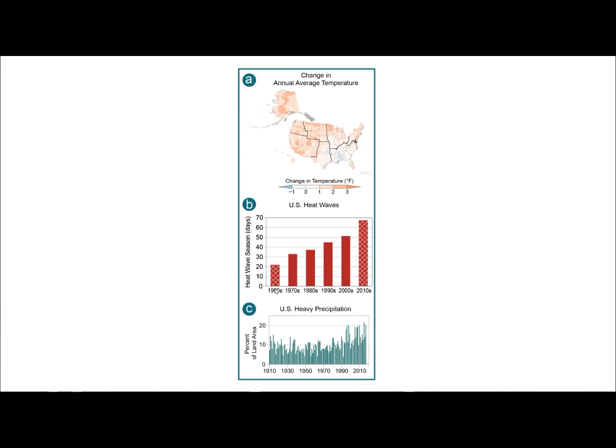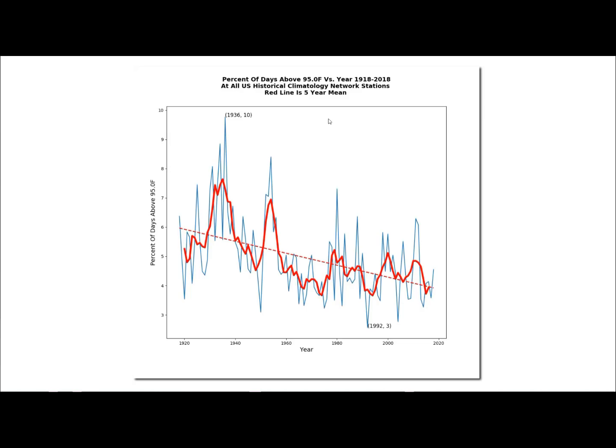Note how the graph begins in the 1960s, but the graph below it begins in 1910. The U.S. heat wave graph shows that heat waves have been increasing in the U.S. since the 1960s. So why did they begin their graph in the 1960s and not show any data from prior to that? I'm pretty sure we had data, because I remember the 1950s. Now let's look at the data which they're hiding in the National Climate Assessment.